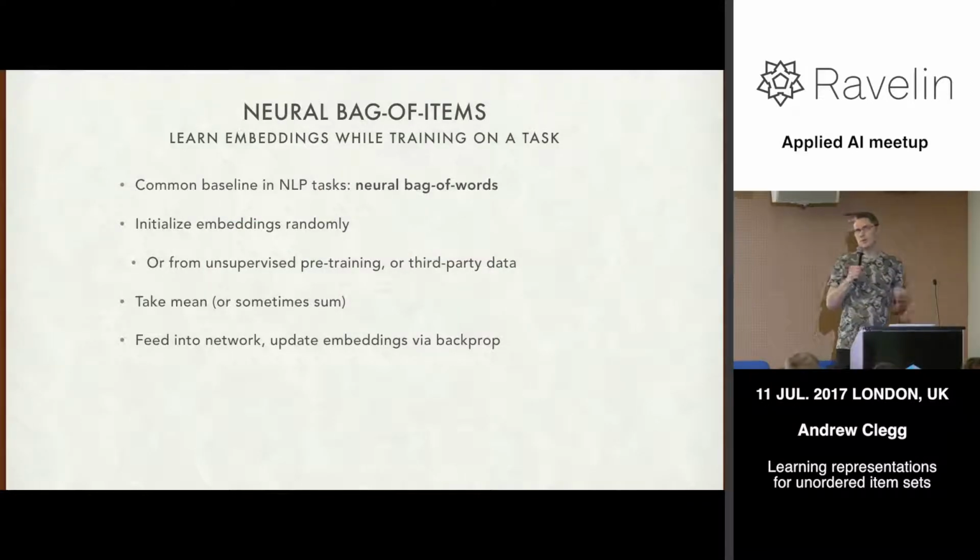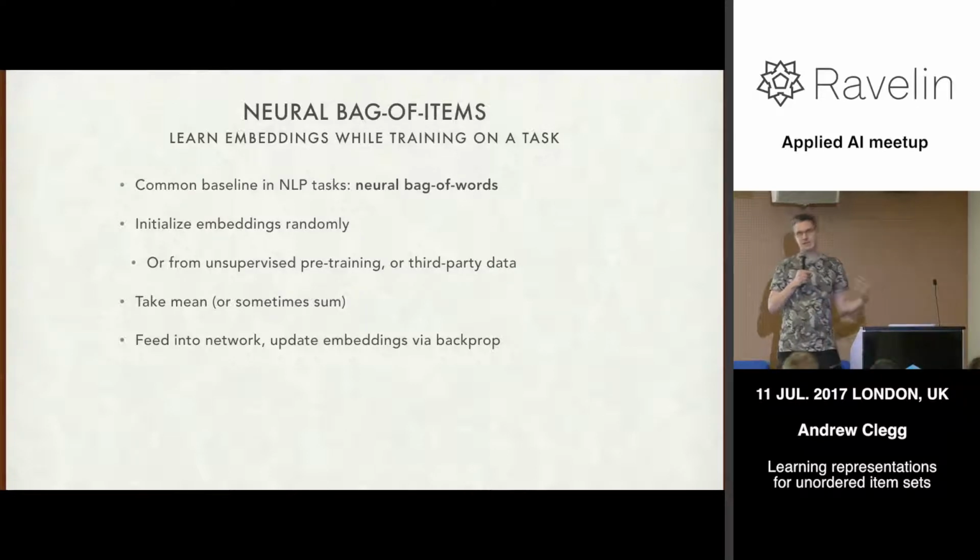So there's a slightly more sophisticated approach, which is pretty similar to that. In NLP tasks, people refer to it sometimes as a neural bag of words, and you can extend that idea to be a bag of items if you take the analogy that a session is a sentence, or a shopping bag is a sentence, and the items in that session are words. So in this approach, you initialize the embeddings randomly, just like in word2vec, or you use pre-trained ones and then use this method to fine-tune those embeddings.